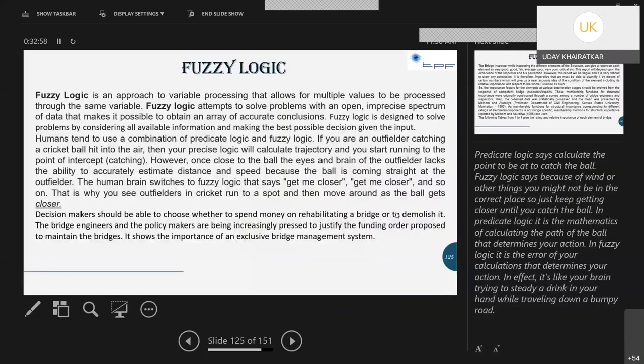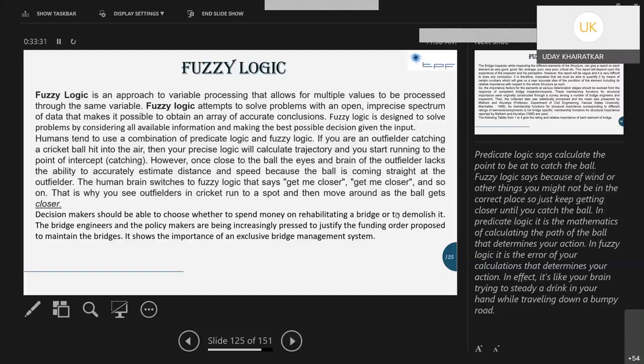So fuzzy logic is an approach to variable processing that allows for multiple values to be processed through the same variable. Fuzzy logic is vague logic. It attempts to solve problems with an open, imprecise spectrum of data, and that makes it possible to obtain an array of accurate conclusions. Fuzzy logic is designed to solve problems by considering all available information and making the best possible decision given the input.